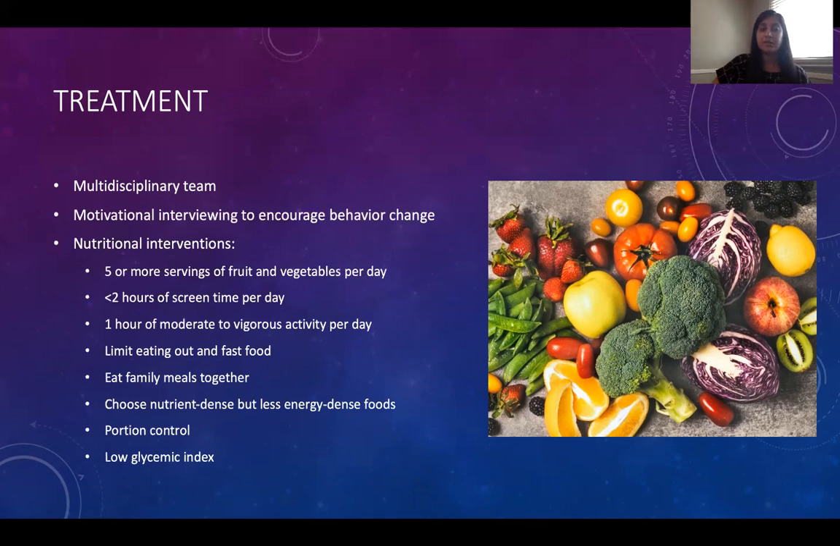And so here are some of the nutritional interventions that can be made pretty early on. You can encourage families to provide 5 or more servings of fruit and vegetables per day. Decrease screen time to less than 2 hours a day, accounting for 1 hour during the day for moderate to vigorous activities outside. Limit eating out at fast food, having more family meals together at home. Choosing more nutrient-dense foods but less energy-dense foods, so fewer carbohydrates. Portion control, and you can really talk about MyPlate as a part of that, and low glycemic index.